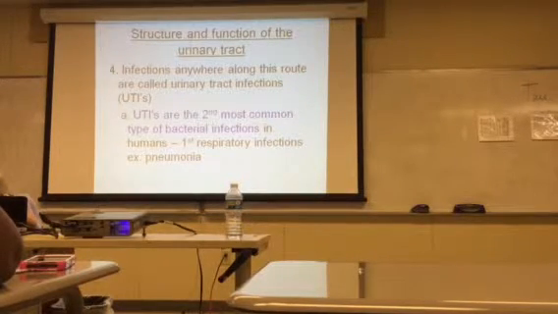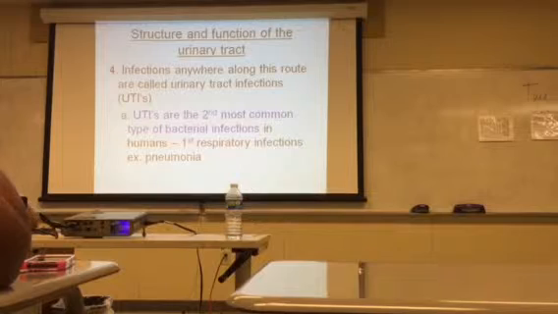So anywhere along that tract that you would have an infection, they're called urinary tract infections, or UTIs. And they are the second most common type of bacterial infection in humans. And the first, for bacterial now we're talking, would be respiratory infection, such as pneumonia.